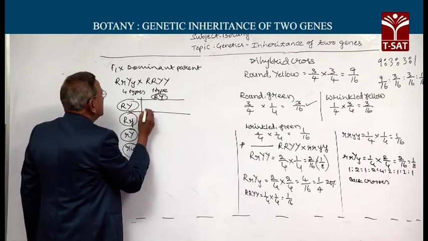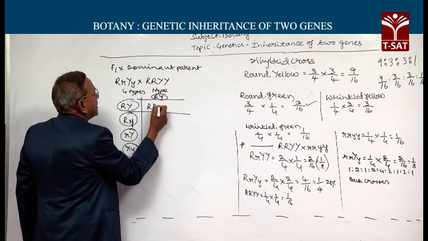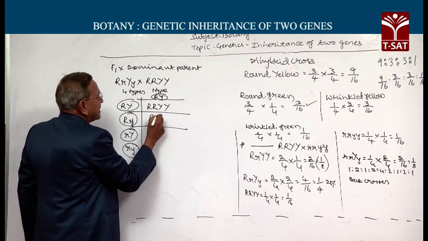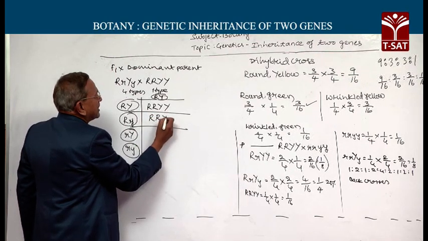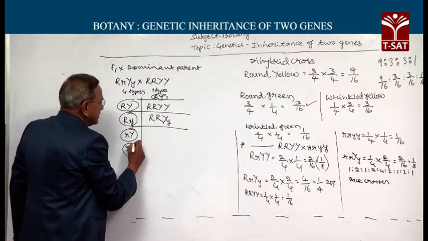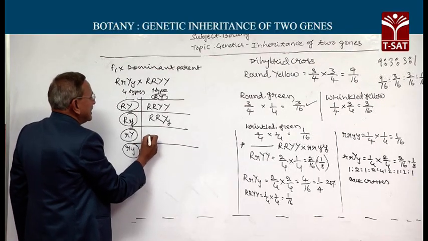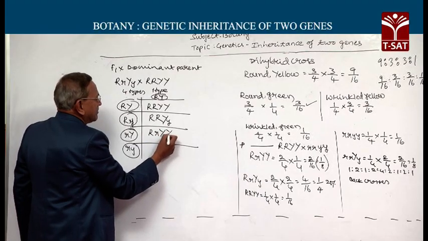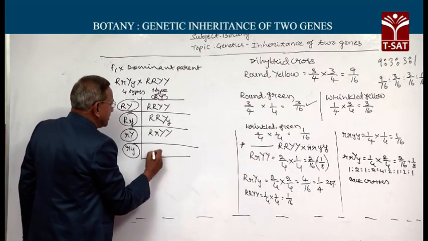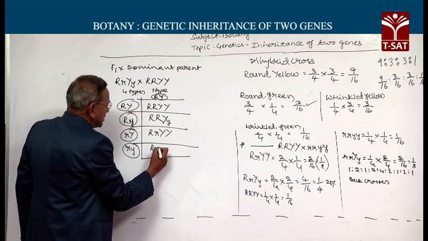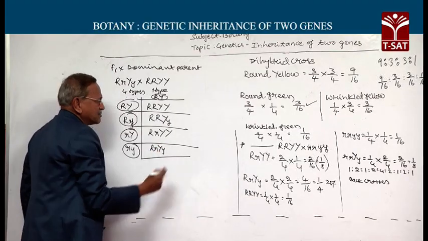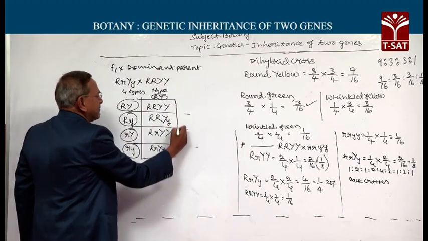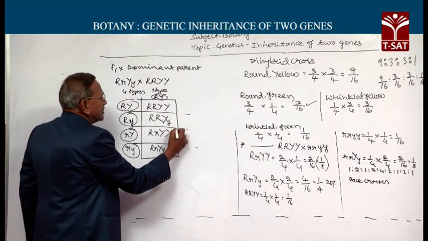So the first progeny will be capital R capital R, capital Y capital Y. The second progeny will be capital R capital R, capital Y small y. The third progeny will be capital R small r, capital Y capital Y. The fourth progeny will be capital R small r, capital Y small y. This is their genotype. And what are their phenotypes?